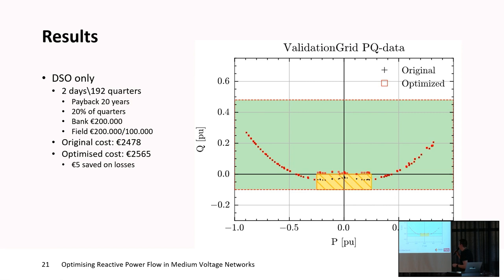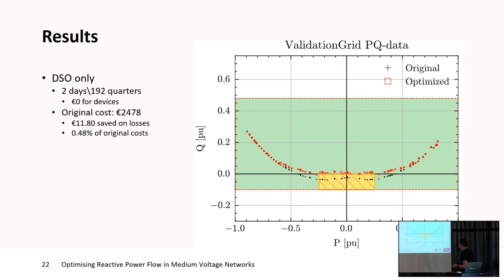I did some assumptions, not that important. And you can see that the original operating costs of the grid, which in this case are only losses in the grid, are 2,478 euros. It increases to 2,565 euros. And this is due to installing the inductor bank. Yes, this was the word I was looking for. So by installing an inductor bank, you are able to move those points out, and it requires some costs. However, if you say that operation below the bottom line or in the yellow square is not allowed, you have to make some costs, of course.